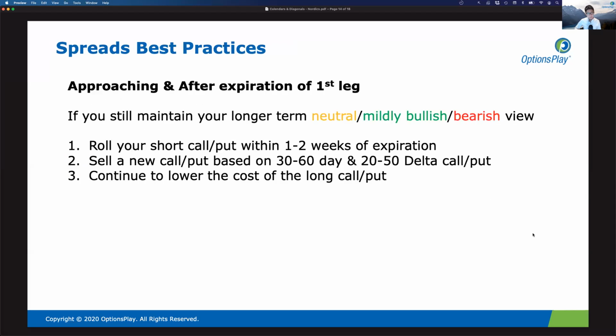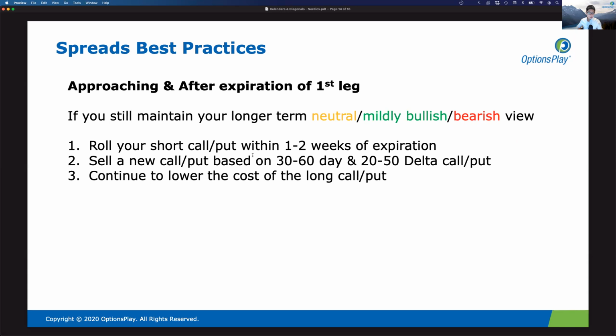Now, as far as best practices go, the trickiest part with time spreads is that you have 2 time expirations. But what you really have to worry about is the expiration of the first leg, or the short leg rather. So the question that you have to ask yourself at the expiration of the short leg is, what is my view over the next 1 month? Am I neutral? Am I mildly bullish? Am I mildly bearish? And that will help determine what you want to do.